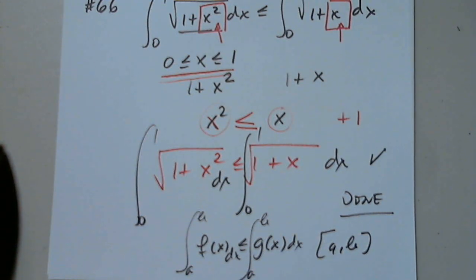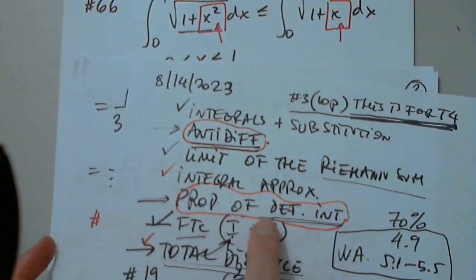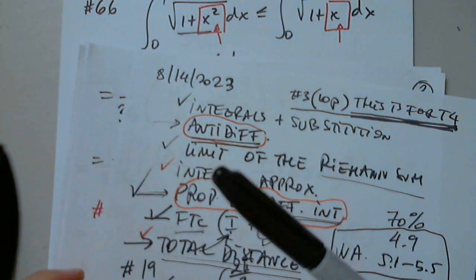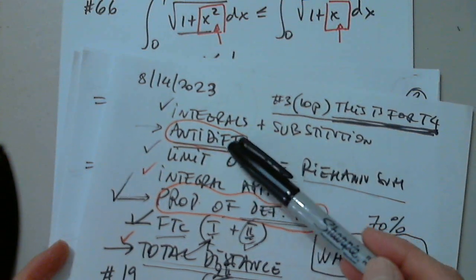Any questions? Any questions? Okay. So this was one of the properties of a definite integral. So what else is left from here is the anti-differentiation.